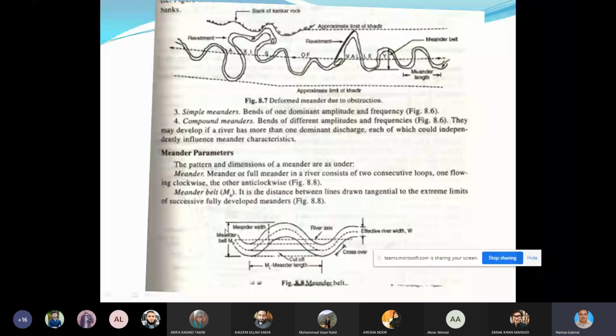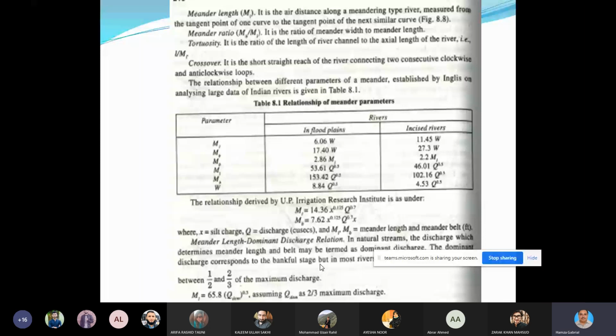And meander length is the distance between these two highest points, one in a loop at the bottom and one in the next. The distance between the two is known as the meander length. Technically, it is the air distance along a meandering river measured from the tangential point of one curve to the tangential point of the next similar curve.